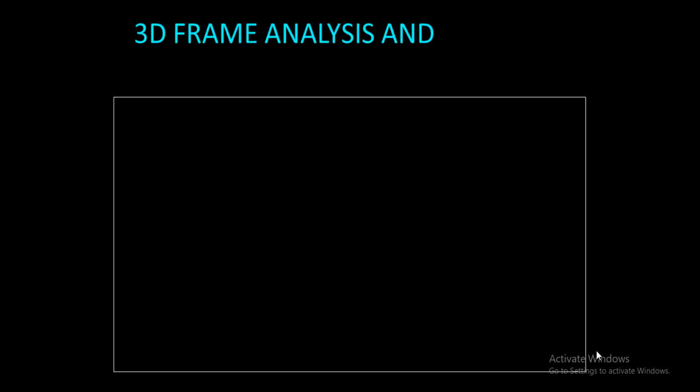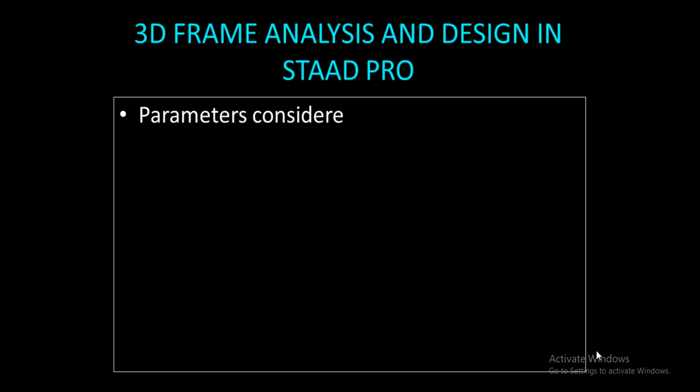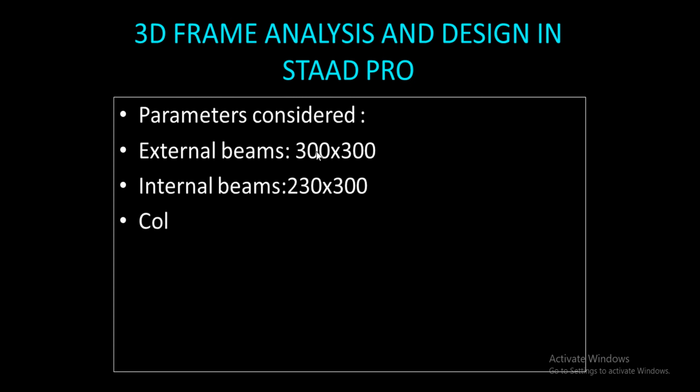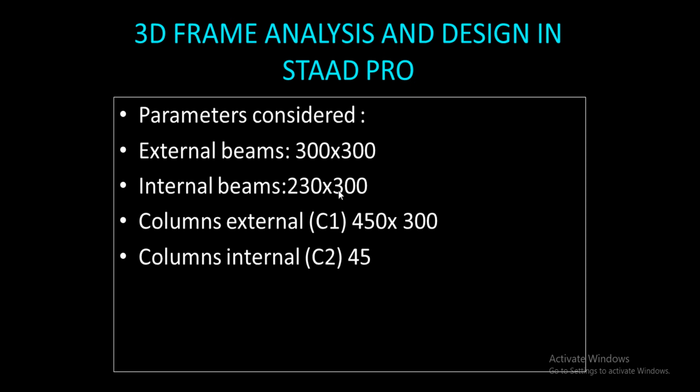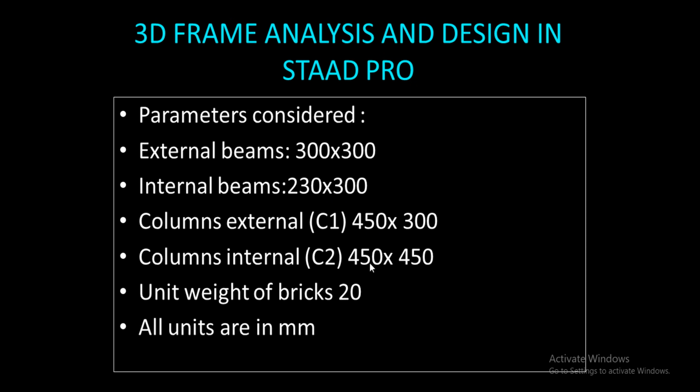And the next part, here we can see the parameters considered for the analysis and design. So I have taken external beams of 300 mm by 300 mm and similarly internal beams are of 230 by 300, and columns are of 450 by 300 and internal columns are of 450 by 450, since on the internal columns we are going to get biaxial loads. Okay, and the unit weight of brick is 20 kilonewton per meter cube. And for units I have taken mm, all the units are in mm.